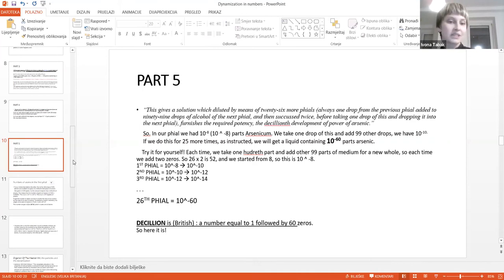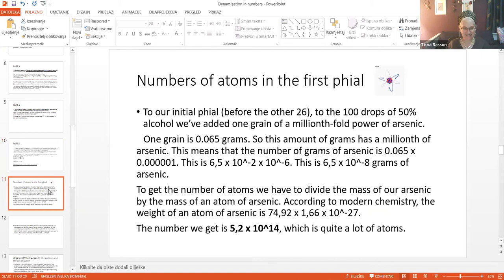Now, for me, comes the most fun part. And this is how many atoms are present. So we mentioned we triturate in three parts. So for 3 hours, we triturate. And then we take one grain from the powder we've made and we add it to 100 drops of alcohol? Yeah. So how many atoms, I ask myself, are by this point, how many atoms do we have of arsenic? And it turns out we have a lot of them.